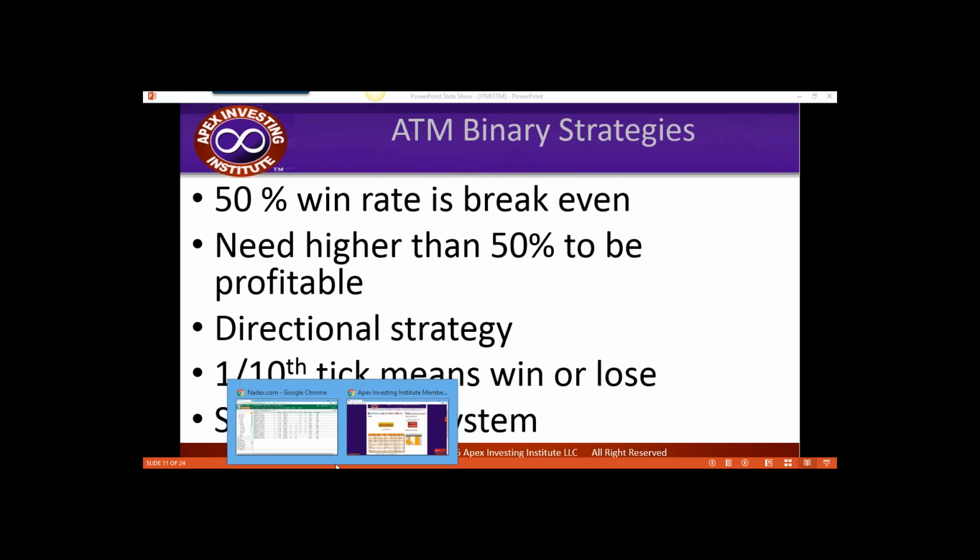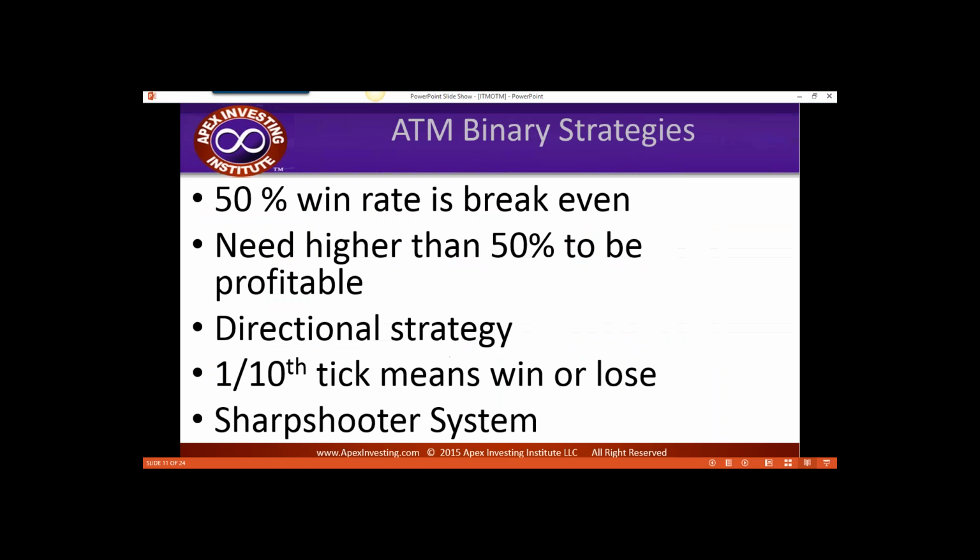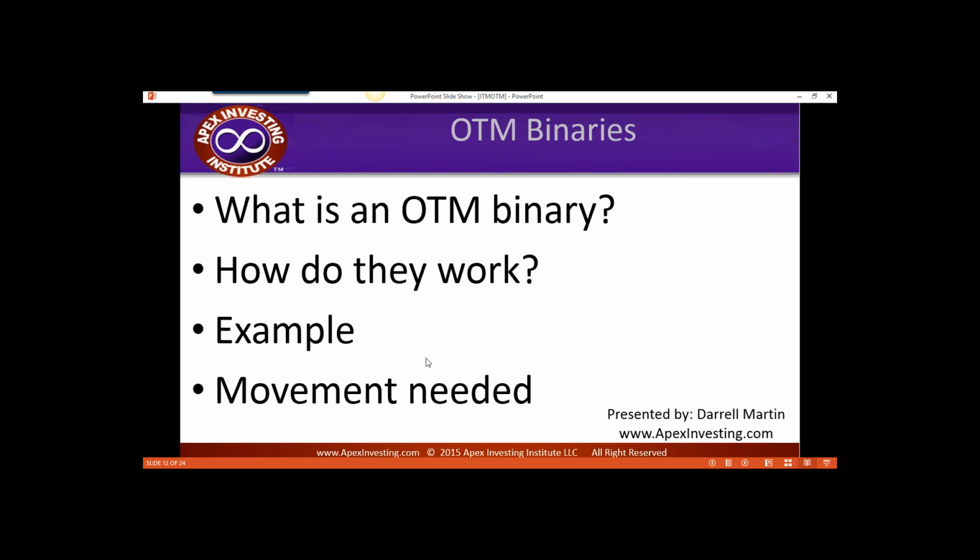But what are all these others? Hey, that makes sense, John. Thanks for clarifying that. That's cool and all. I get why these certain ones are priced around 50, but what are all these others? There's a lot to choose from. What are those? Well, let's talk about those. Let's talk about out of the money. What is an out of the money binary?